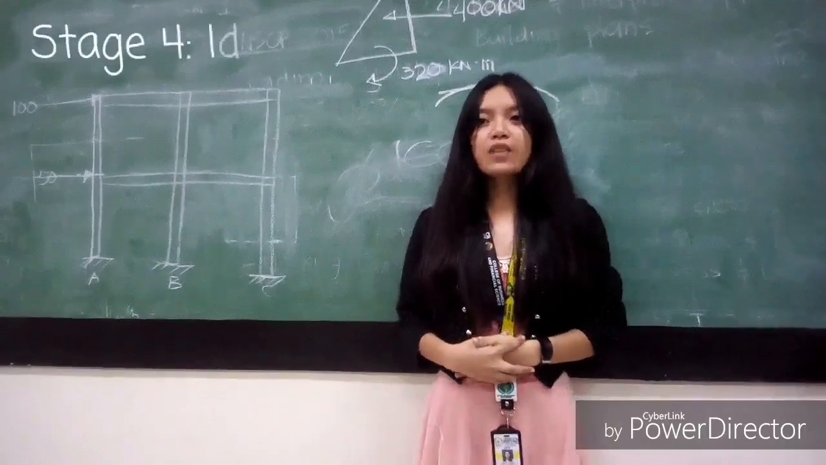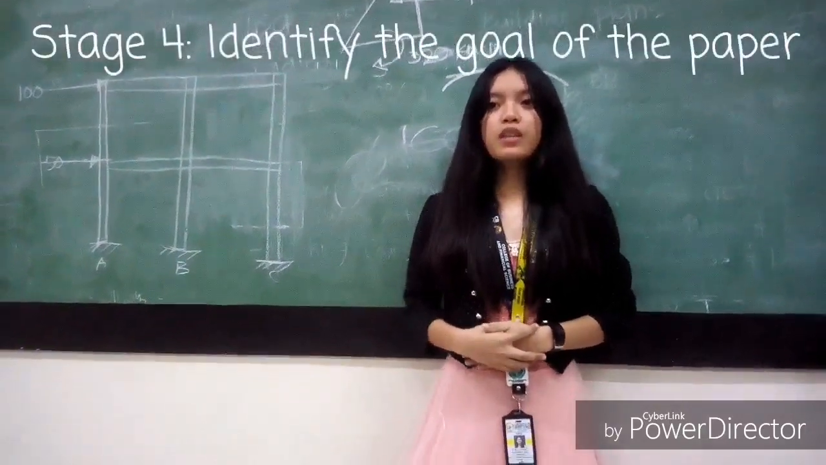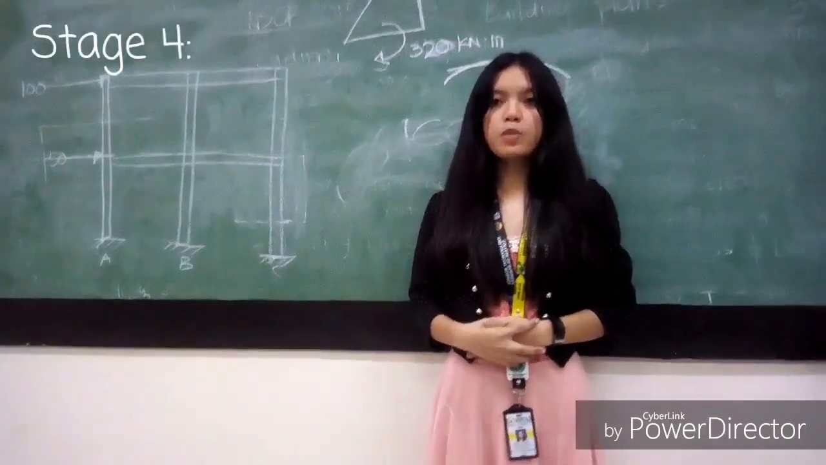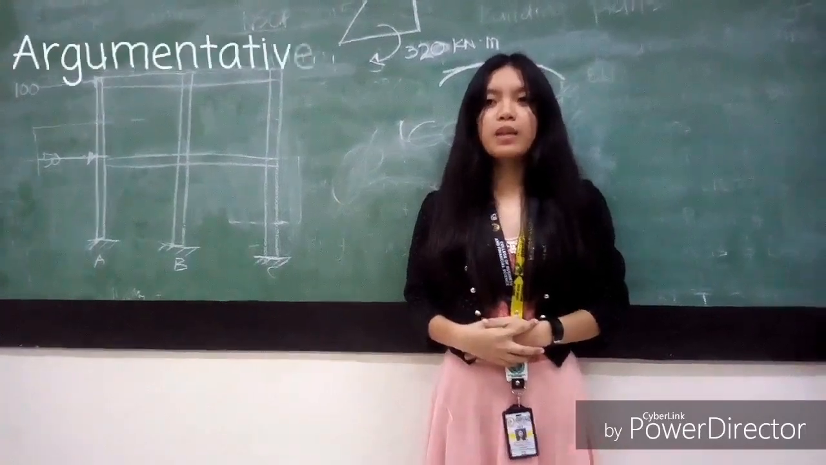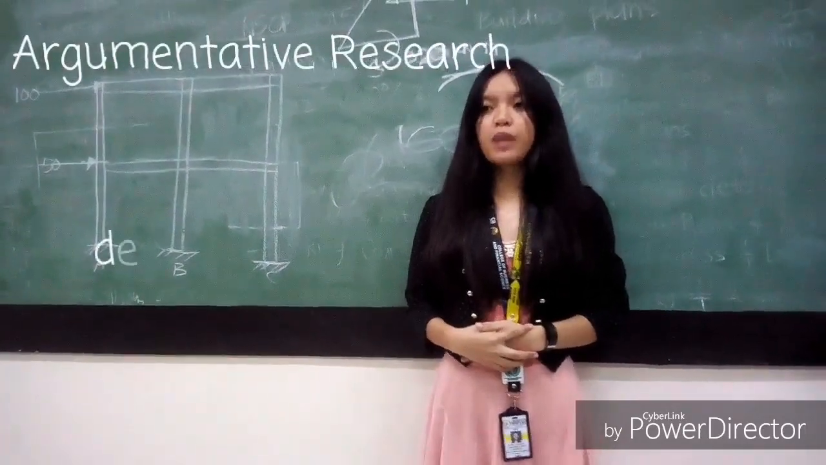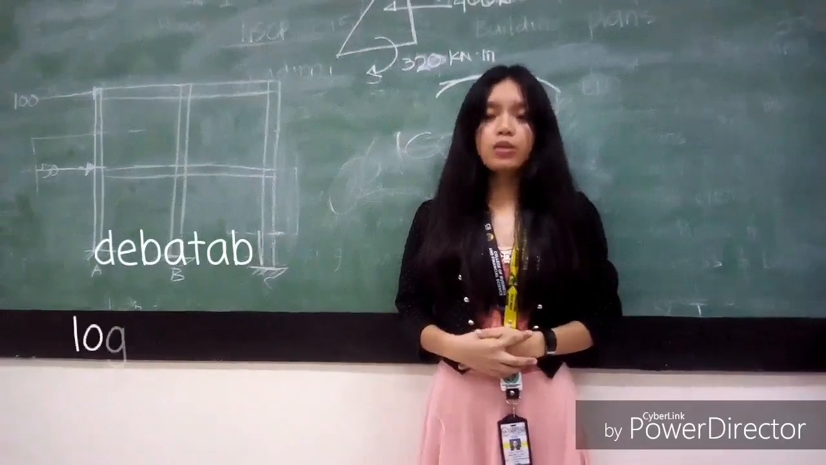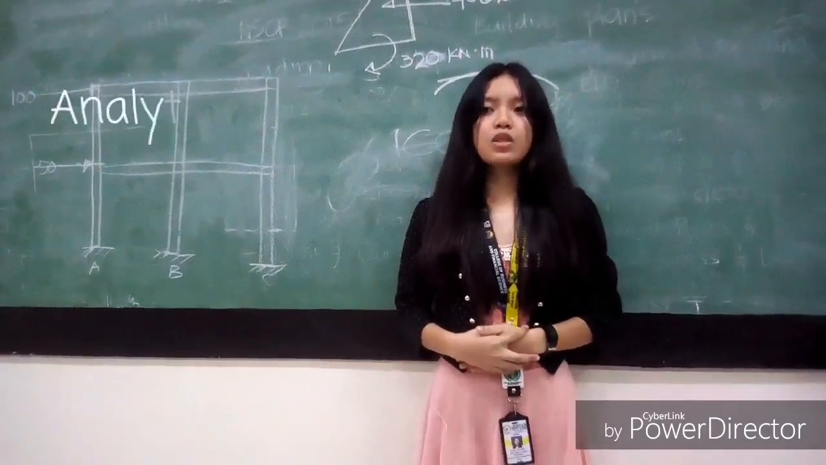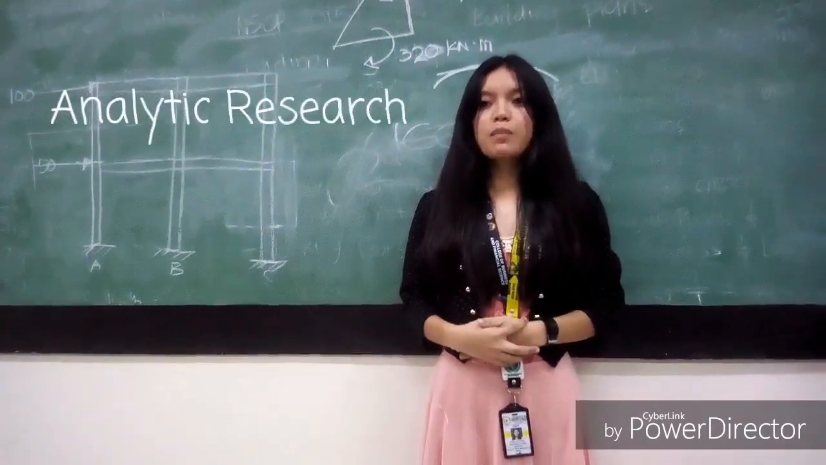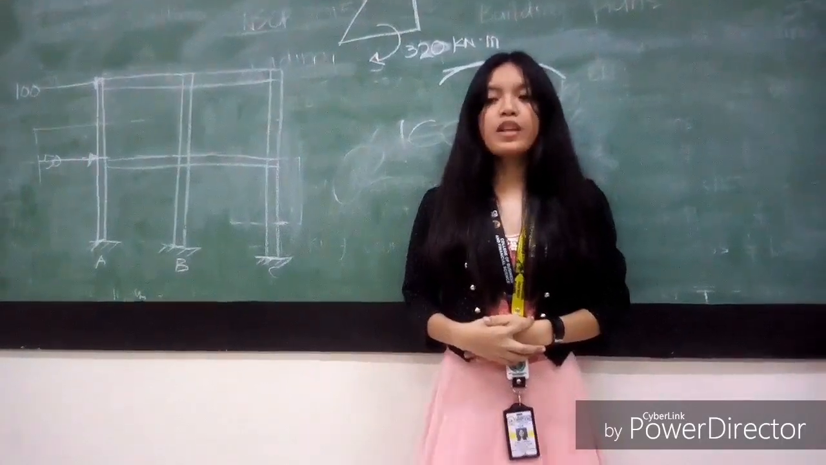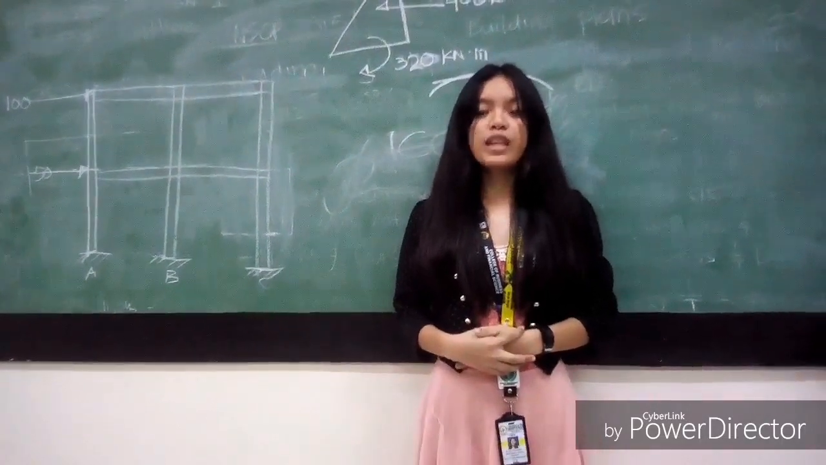Stage 4. Identify the goal of the paper. Generally speaking, there are 2 types of research paper. 1. Argumentative. In this research, the issue should be debatable with a logical counter. Number 2. Analytic research. This research is not simply a regurgitation of ideas, but an offering of your own ideas.